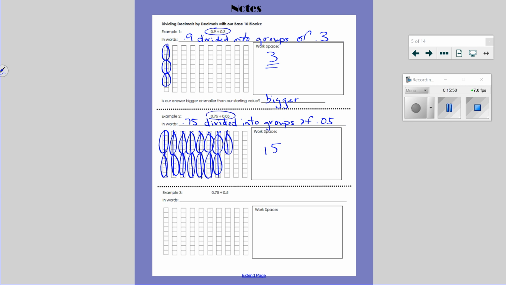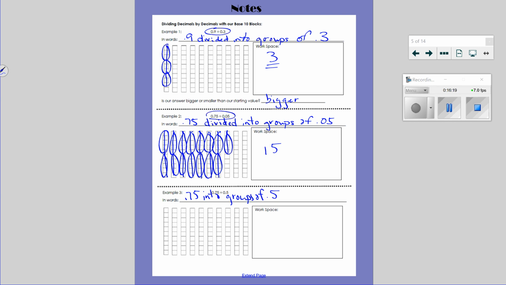So what is that third one asking us? I've got 75 hundredths divided by 5 tenths. So what is our question? What are we asking in words? Nora? Good. Divided into groups of 5 tenths. So this one's going to look a little different.